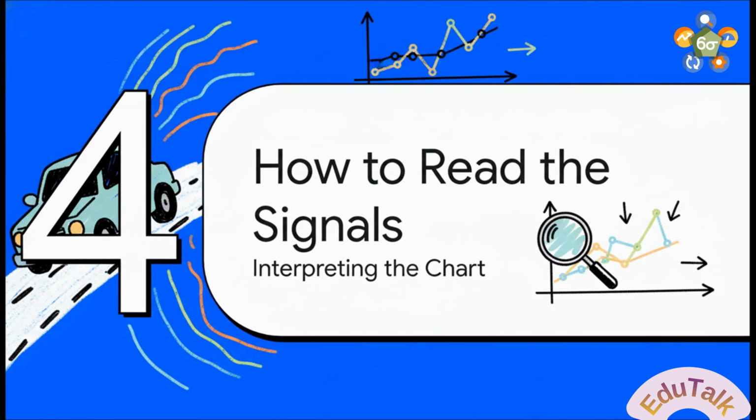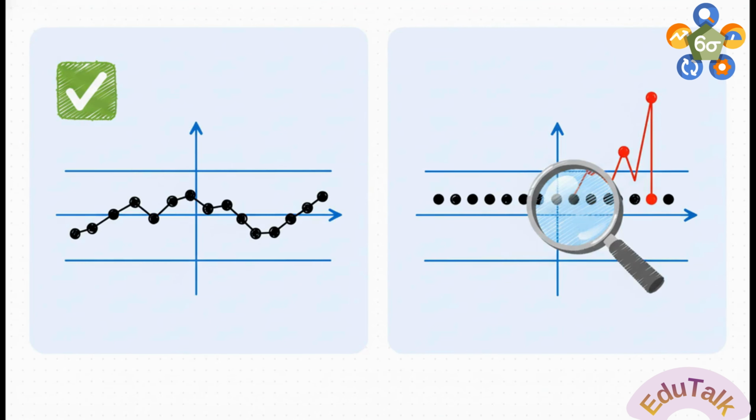Okay, so we've got our chart, we've got our highway analogy. Now let's get down to business. How do you actually read the signals and figure out what the chart is trying to tell you? Honestly, reading a control chart boils down to one simple question. Is my process stable or not?